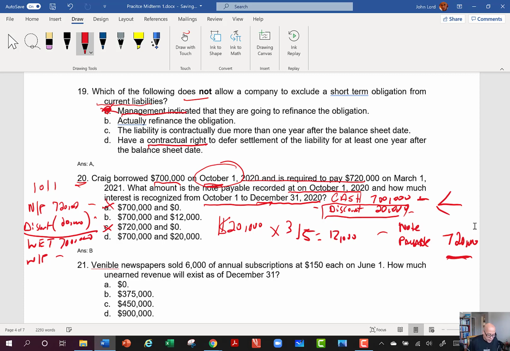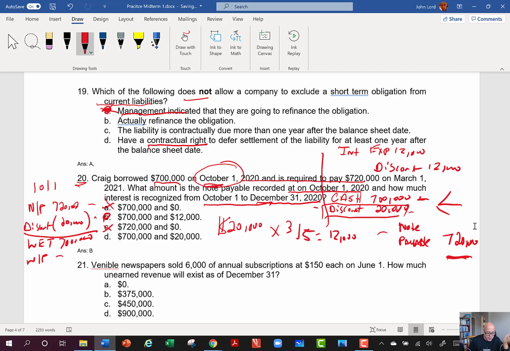Okay, so what would I do? I would debit, where do I want to squeeze this in? I'll write my journal entry up here, guys. Once I get that 12,000, I would debit interest expense 12,000 and credit the discount 12,000. Okay. So the answer here is what? B. That's the interest expense, right?